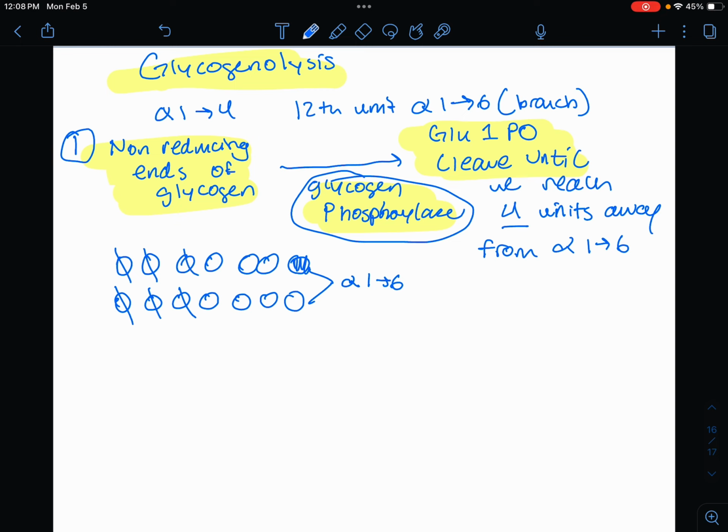We want to get to 4 away from that linkage, the alpha 1-6 linkage. So 1, 2, 3, 4. I think we're at a good stopping point, so we're going to stop right around here. That's where we're going to stop. So all of these are now glucose 1-phosphates.